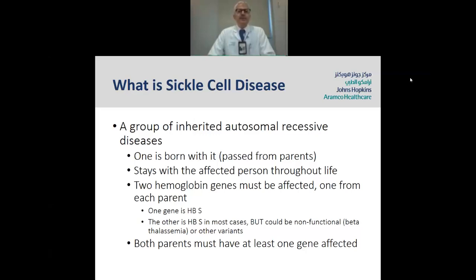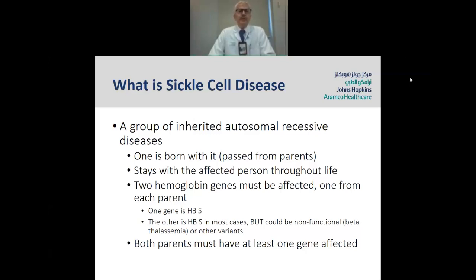Sickle cell disease is a group of inherited autosomal recessive diseases. Autosomal recessive means that if you have only one gene or the genetic code abnormal, you don't get it. You just carry the trait. To get the disease, you have to have both genes that control the production of hemoglobin affected. So one is born with it, since it is passed from the parents. It stays with the affected person all through their lives.